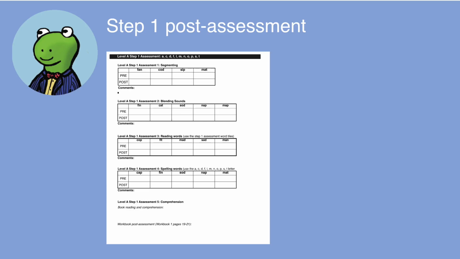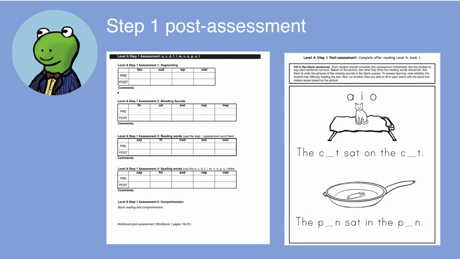The first 4 parts of this assessment are identical to the pre-assessment, allowing the teacher to gauge how much the child learned in Step 1. The last two parts of this assessment gauge comprehension in two ways. First, the teacher assesses how well the student was able to read and comprehend the storybook. Second, the teacher assesses whether the child is able to read two sentences found in the workbook and to fill in blank spaces with the correct vowel so that the sentence makes sense based on the picture cue.